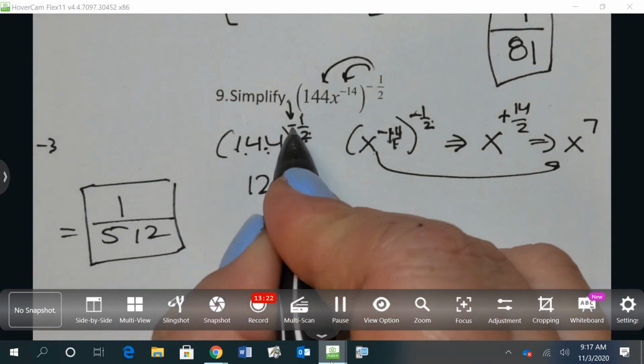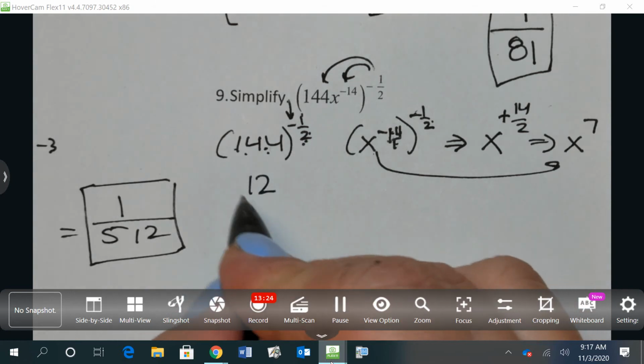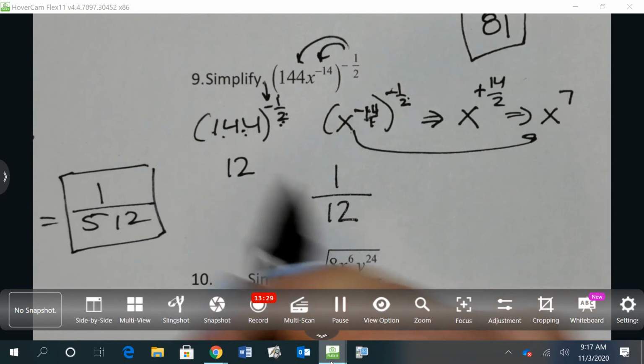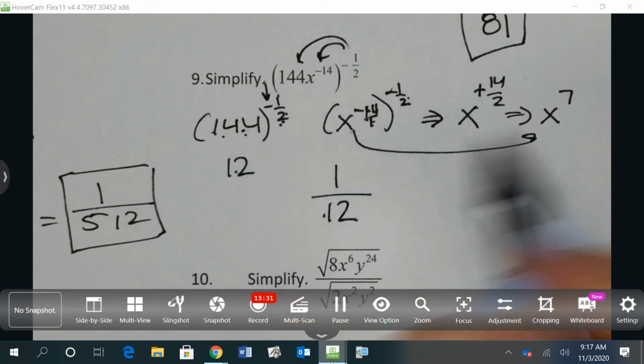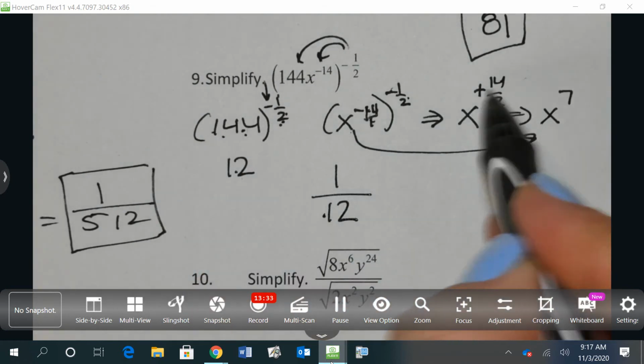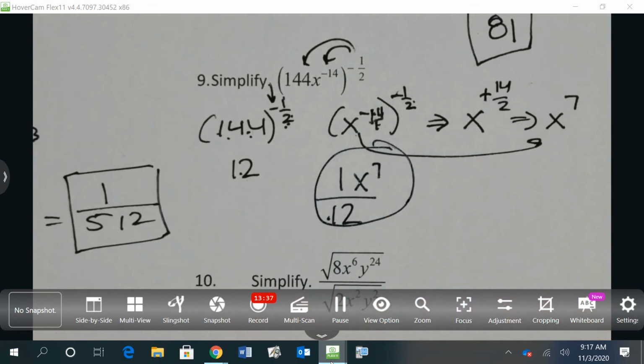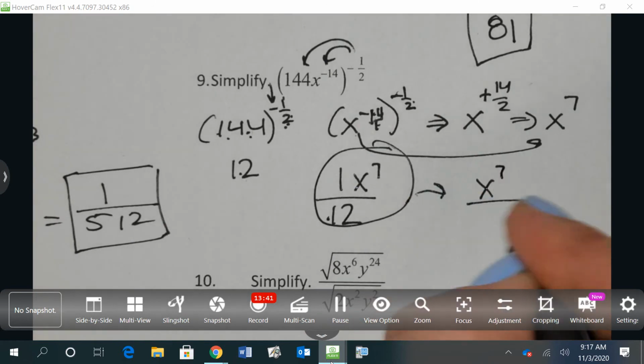And now what about this negative sign? That just means if it was on top, it must now go to the bottom. So 1 over 12, the 12 has to go in the bottom. This remains on top. We never had to move it to the bottom. Do I have to have a 1 on top? No, because it's x to the 7, it's not necessary, which means you could also rewrite it like this.